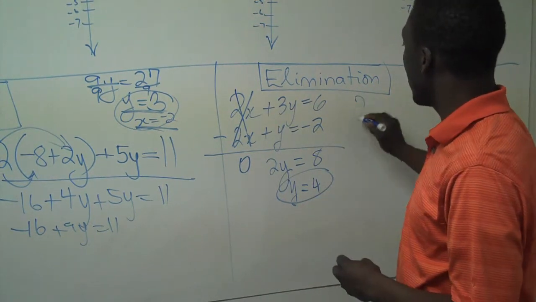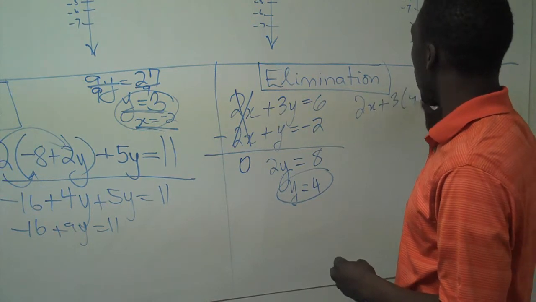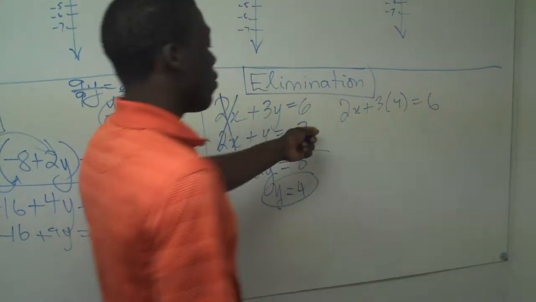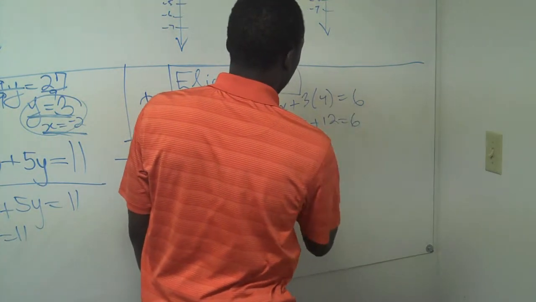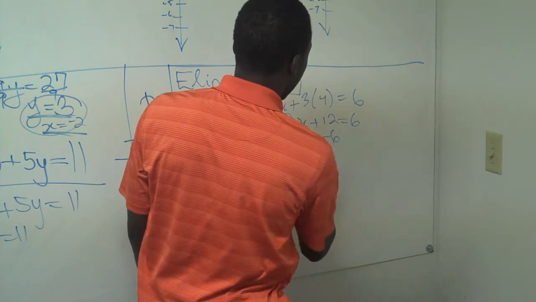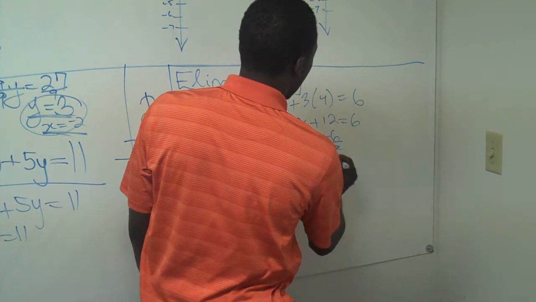I substitute it back in. So 2x plus 3 times 4 is equal to 6. And so 2x plus 12 is equal to 6. 2x is equal to negative 6. And x is equal to negative 3.